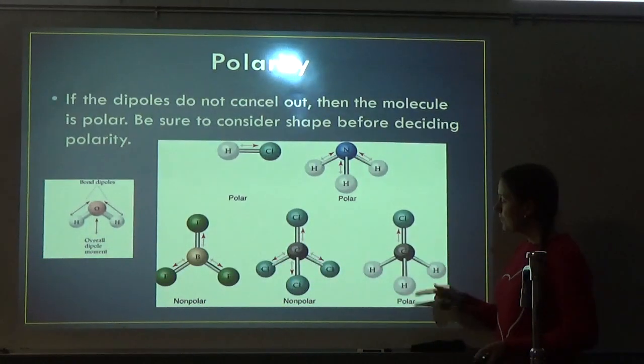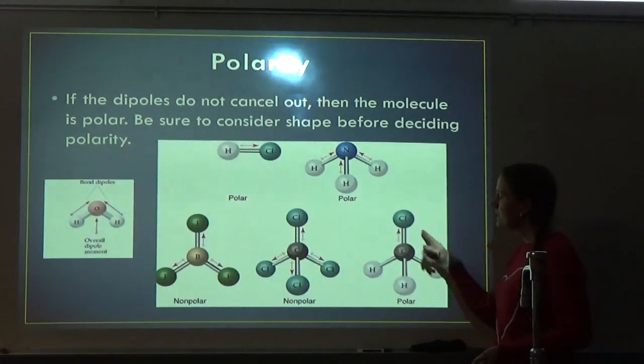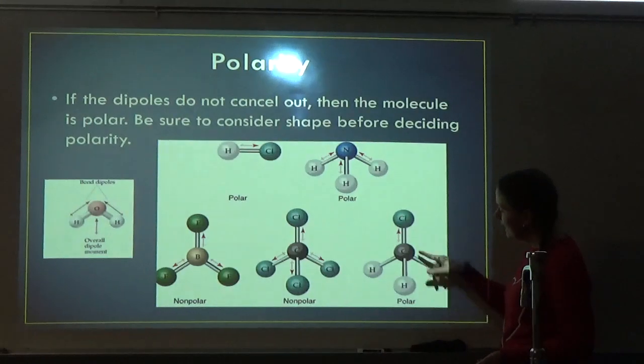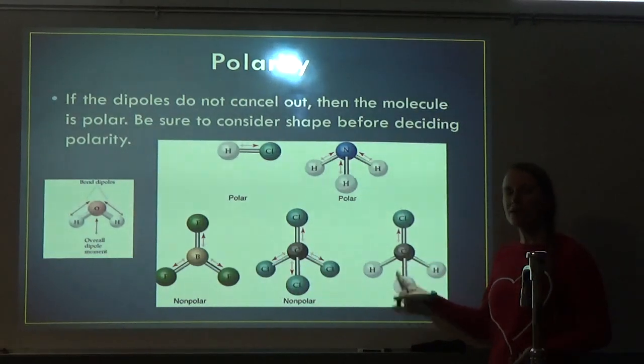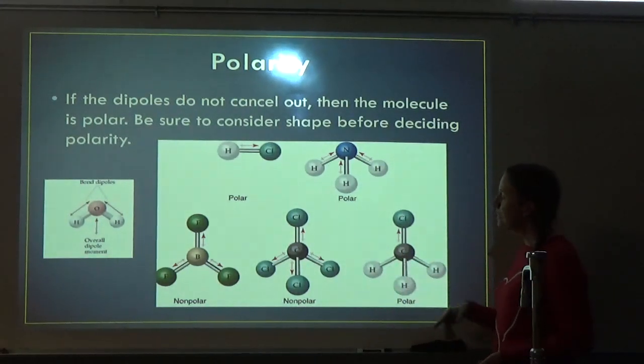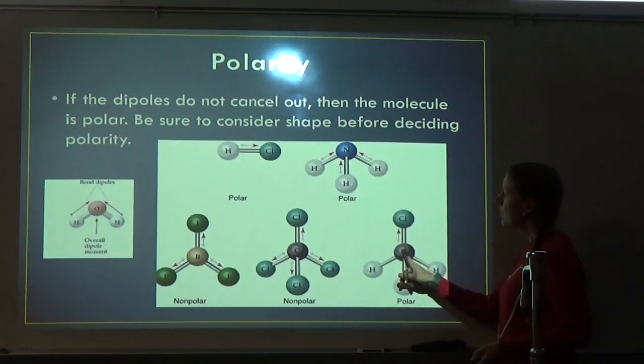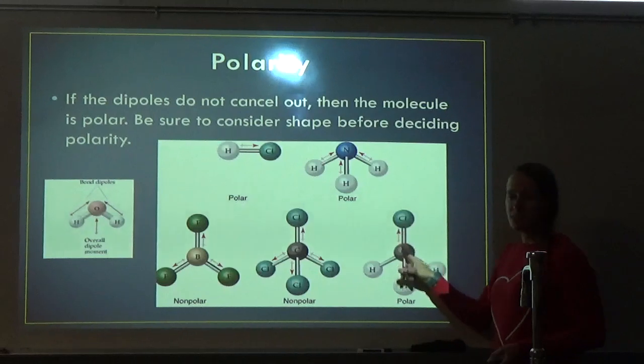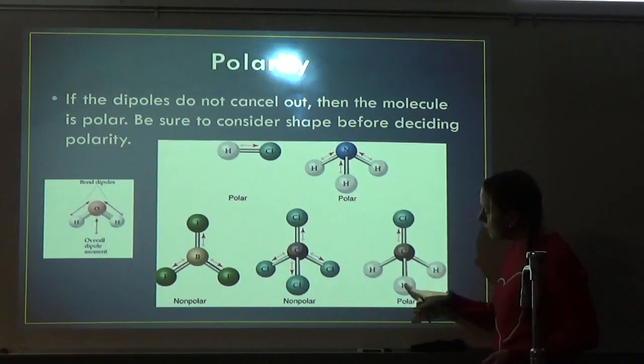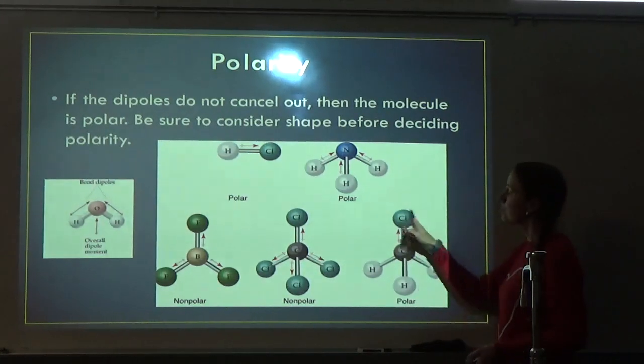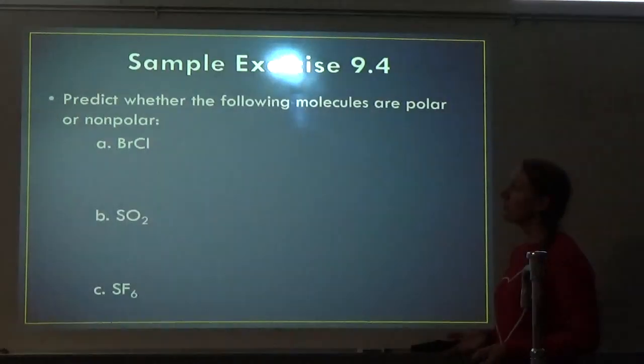One thing that could happen though is if the atoms aren't all the same, then you could still have a dipole moment. In this case, a C-H bond is barely considered polar. It's pretty much considered nonpolar, but there's slight polarity there. But a C-Cl bond has a dipole moment, and there are no dipole moments down here to cancel them out. So this molecule would be considered polar.